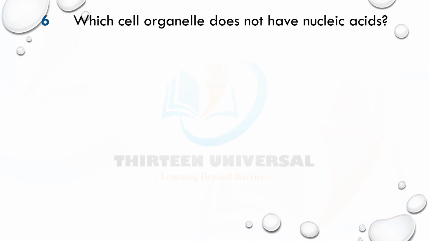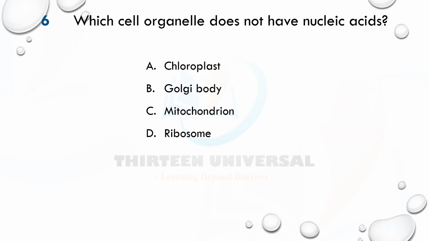Which cell organelle does not have nucleic acid? Chloroplast. Okay, look at it. Pause the video, tell us the answer. Which one does not have nucleic acid? Chloroplast has circular DNA. Okay, 70S ribosome, which has ribosomal RNA. Golgi doesn't have it. Mitochondria has circular DNA. Ribosome has ribosomal RNA, which is nucleic acid. So the answer, of course, is B.